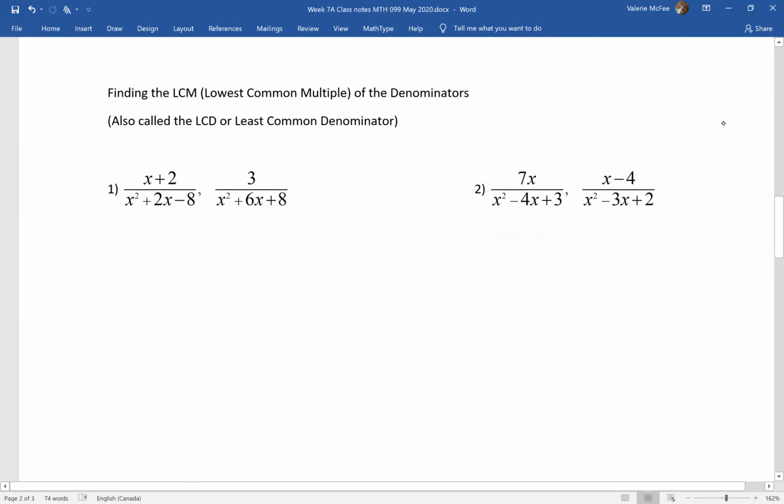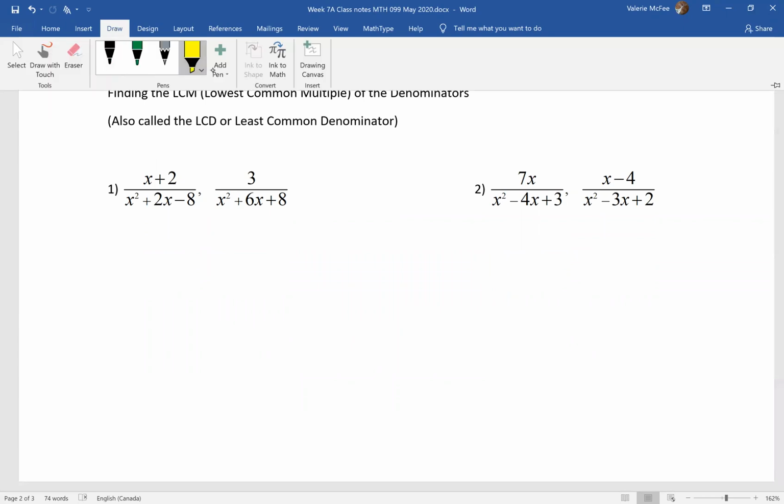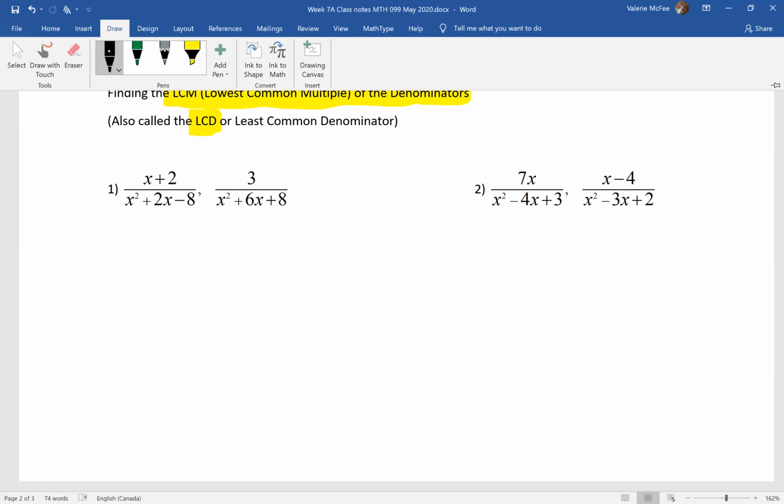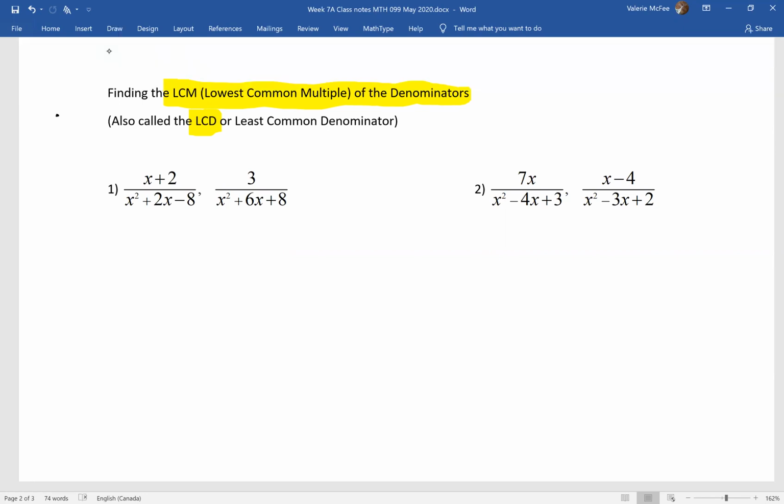Now I noticed in my math lab that they talk about the lowest common denominator or the least common denominator. They're asking for the same thing I talked about when I talked about the lowest common multiple of the denominators. It's just a shorter way of saying LCM of the denominators. They've shortened it to lowest common denominator. So how do we find a lowest common denominator?